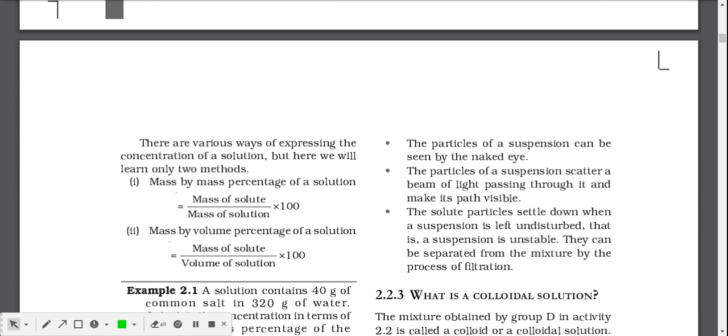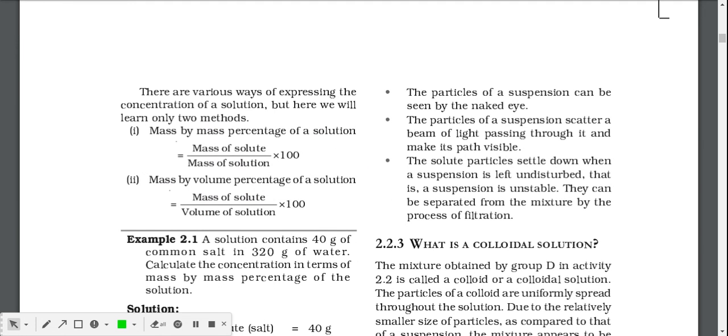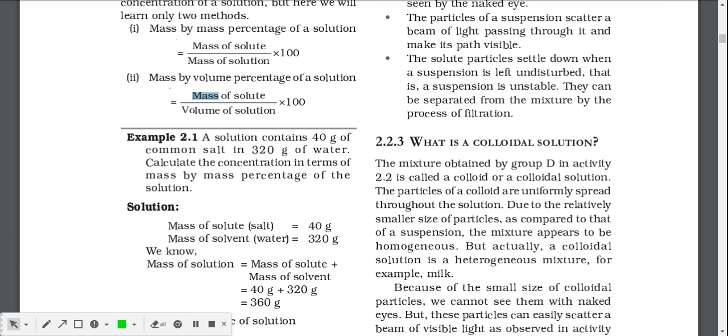So there are certain formulas to find out mass by mass percentage of the solution. For example, mass of solute upon mass of solution into 100. Mass by volume percentage of the solution is mass of solute upon volume of solution into 100. As you can see, both these formulas are approximately the same, right? This is mass percentage and this is volume percentage. Here there is an error in the NCERT. Here it should be volume of solute, right? It can be mass also, it can be volume also, both are correct in this case.